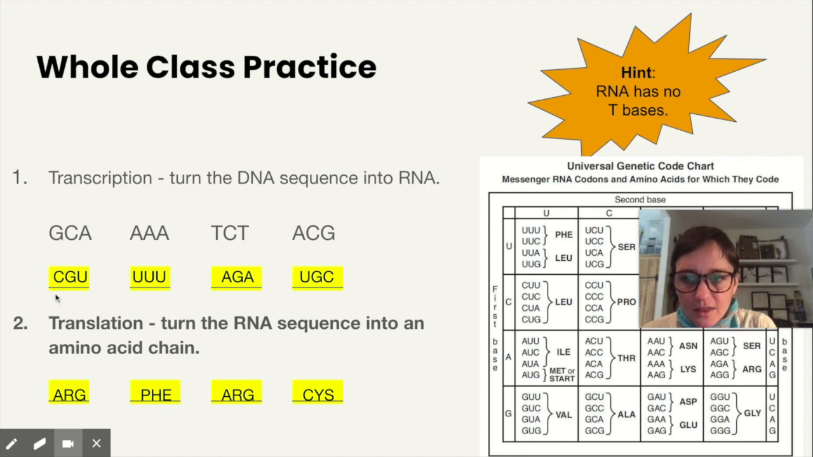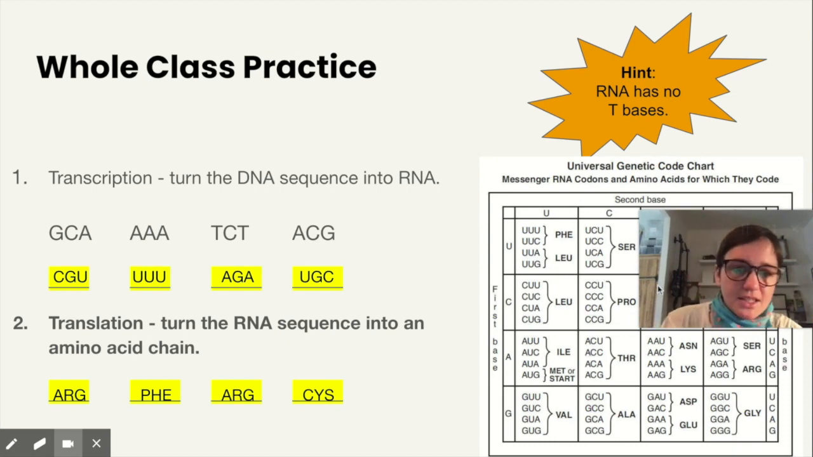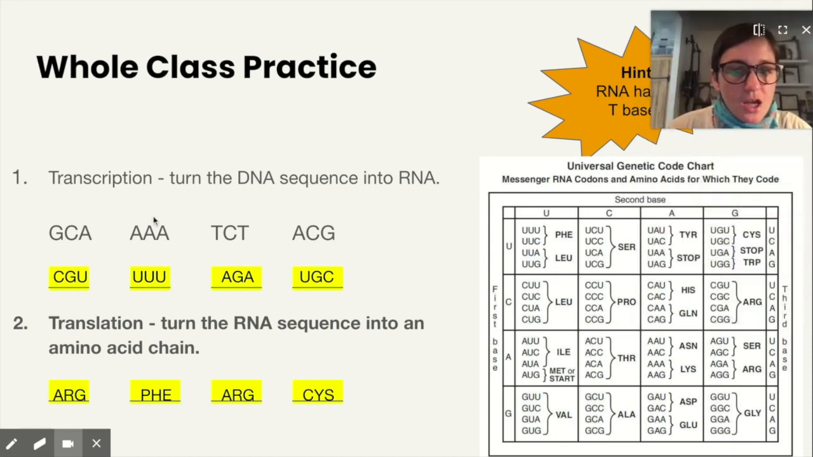So let's look at this. This first step is transcription. So this is where I turn my DNA into RNA. And my second step is to match my RNA bases, GCGU, to the correct amino acid. So I'm looking at this right now. GCA is the DNA. I turned it into RNA by matching G with C, C with G, and A, instead of with T, I'm going to match it with U. Now I need to figure out which of the possible amino acids is going to match with CGU.